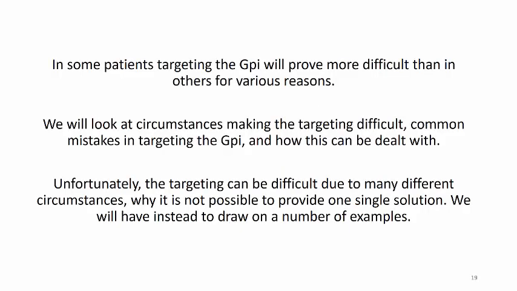In some patients, targeting the GPI will prove more difficult than in others for various reasons. We will now look at circumstances making the targeting difficult, common mistakes in targeting the GPI, and how this can be dealt with. Unfortunately, the targeting can be difficult due to many different circumstances, so it is not possible to provide one single solution. We will have instead to draw on a number of examples. We start with problems with visualization of the GPI.